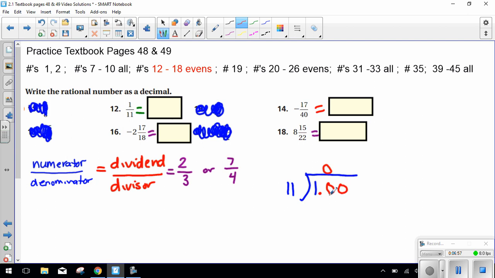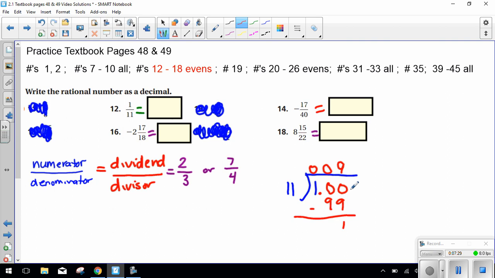And this is a mistake a lot of students make, since they can't put the 11 into the 10. They'll write another 0, but they won't put this one up here. They'll leave that one out. So you have to remember, technically there's a 0 here too. 11 goes into 1, no times. 11 goes into 10, no times. 11 goes into 100, 9 times. 9 times 11 is 99.